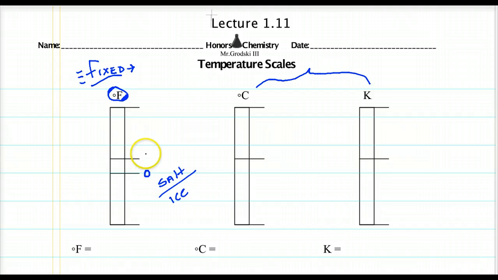And then he found the freezing point of water. He figured that was a fixed point too. Again, he had the idea of taking fixed points, and he made that a 4. That was the freezing point of water. So water at the freezing point, that was his fixed point.